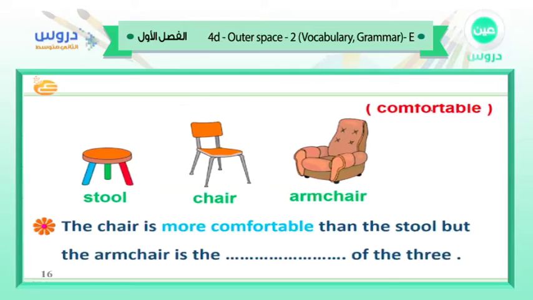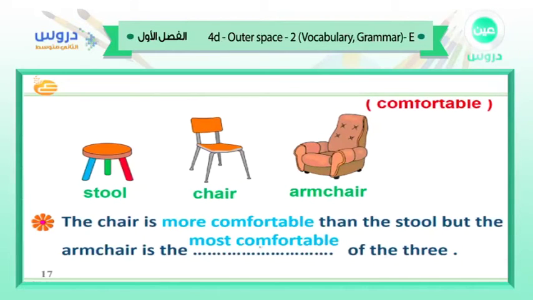Let's do some exercise. Comfortable. Comfortable is one, two, three syllables. So we use more and the most. We have the stool, chair, and armchair. The chair is more comfortable than the stool, but the armchair is blank of the three. Of course, it's the most comfortable of the three. We use most with the long adjective, as we said before. Okay?